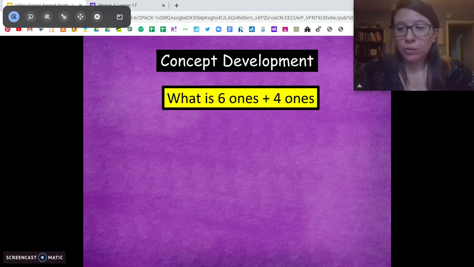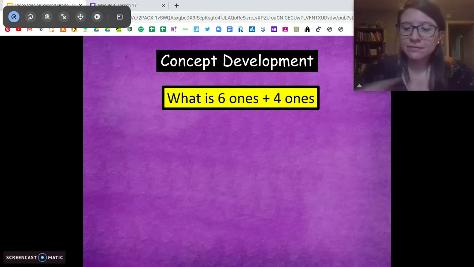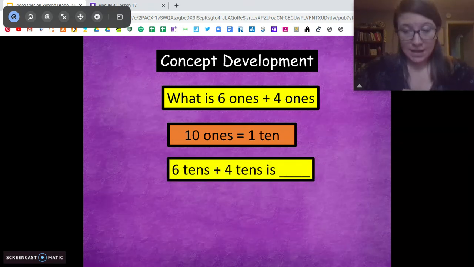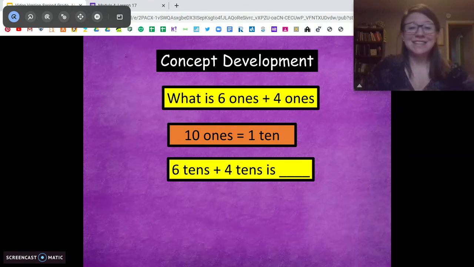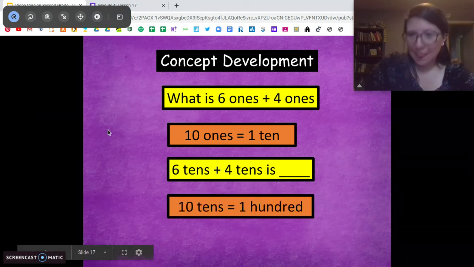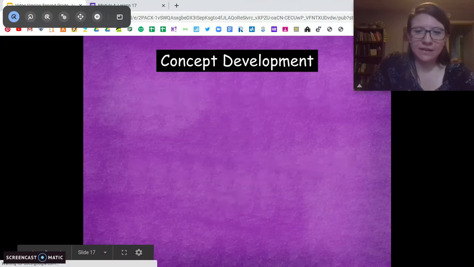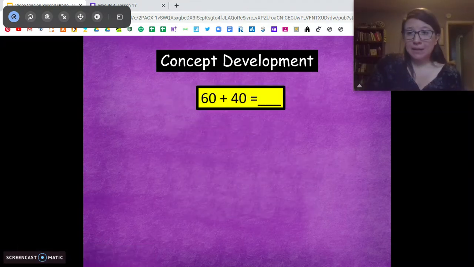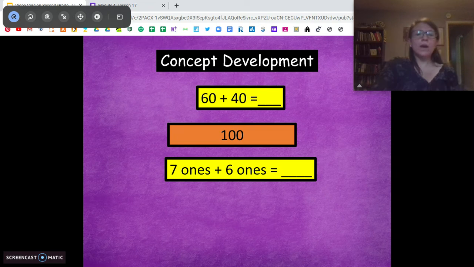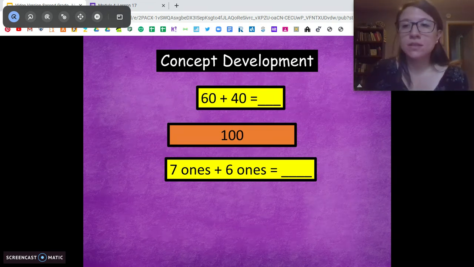What is 6 ones plus 4 ones? 10 ones or 110. Beautiful. What about 6 tens plus 4 tens? Yeah, it's going to be 10 tens, which equals what? You got it, 100. See how those two problems are related? Same idea as these ones. All right, let's keep going. So 60 plus 40, 6 tens plus 4 tens equals what? 100, very good.